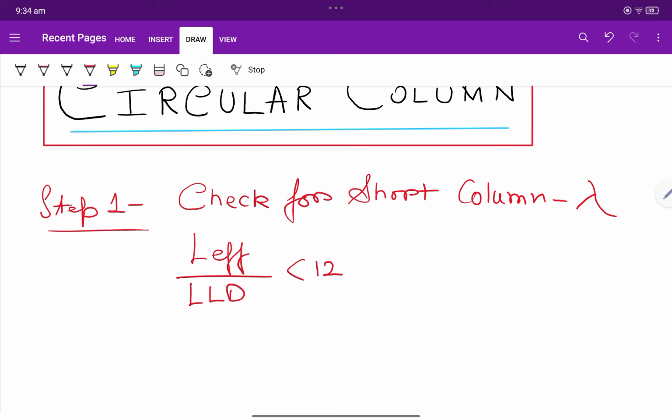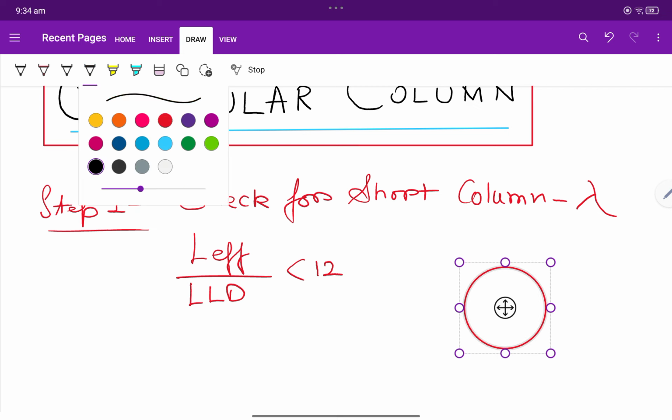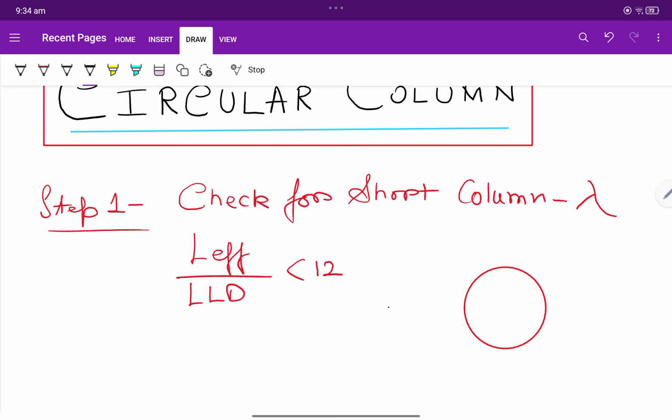One thing we can say is that for a circular column, the minimum number of bars should be provided. For rectangular it was a minimum of 4 bars. For a circular column the minimum is 6 bars: 1, 2, 3, 4, 5, 6. Six bars is the minimum, and we have to provide it.